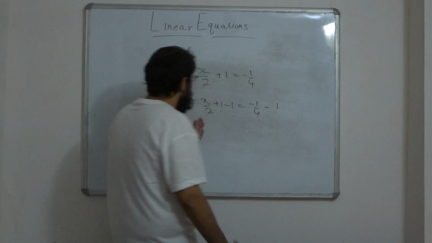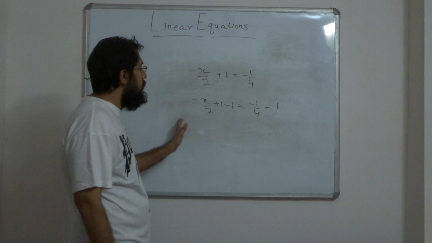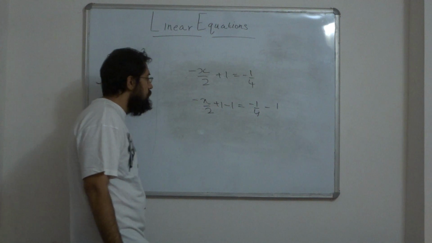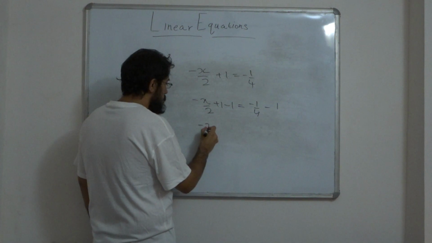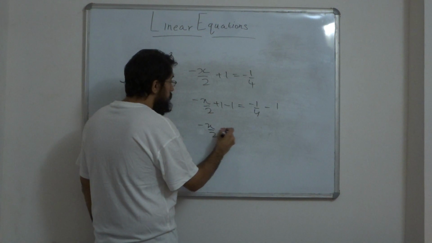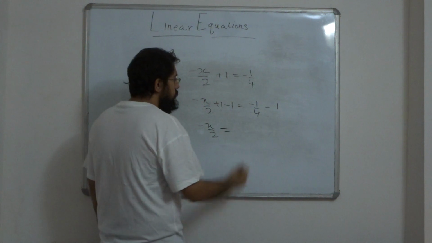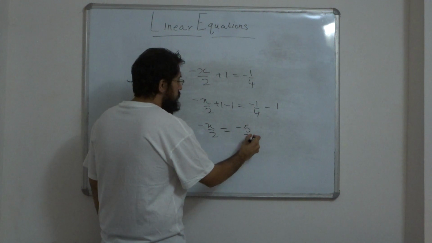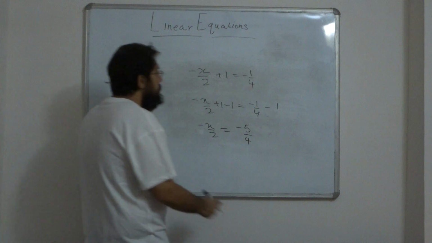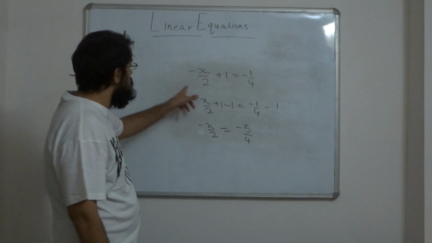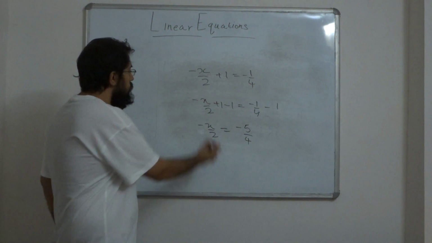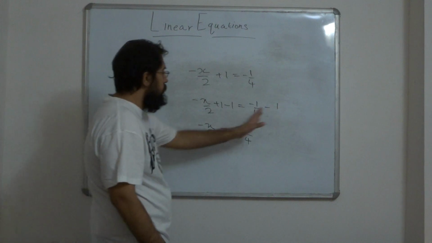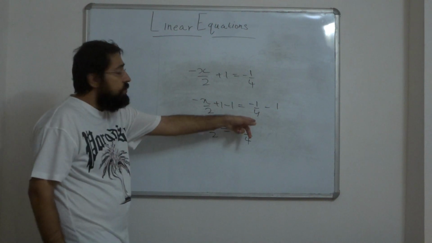Minus 1. Okay, like I said, I'm sure by now you have enough practice. So now this is what you have left. So what do you get here? You get negative 5 upon 4. I'm sure you understood this part and how I went from here. So now let me show you this one.